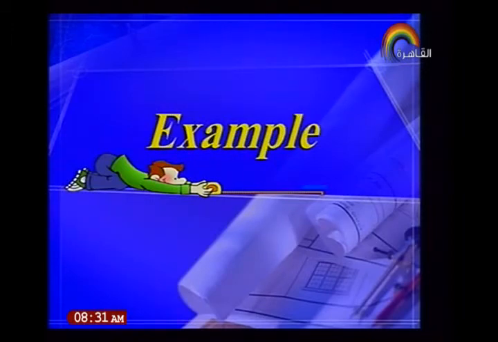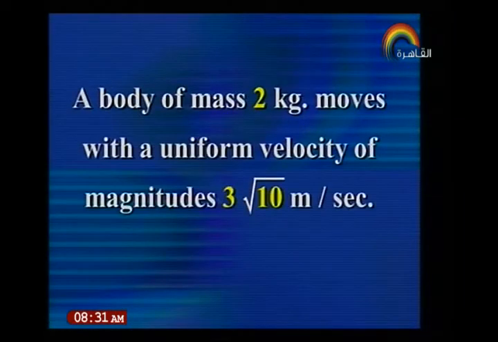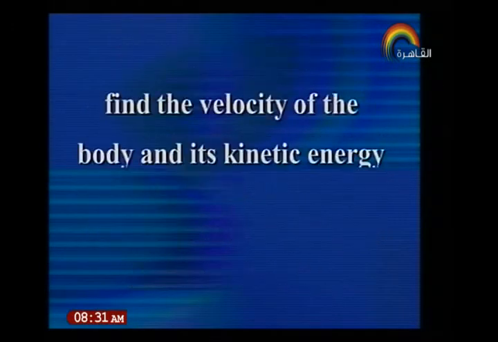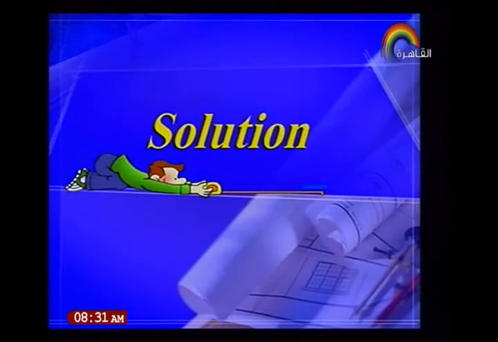Another example. A body of mass 2 kg moves with uniform velocity of magnitude 3√10 meter per second. A resistance force of magnitude 6x² Newton, where x is the displacement which the body covers under the action of the resistance in meters, acts on it. Find the velocity of the body and its kinetic energy when x equals 3. Solution.